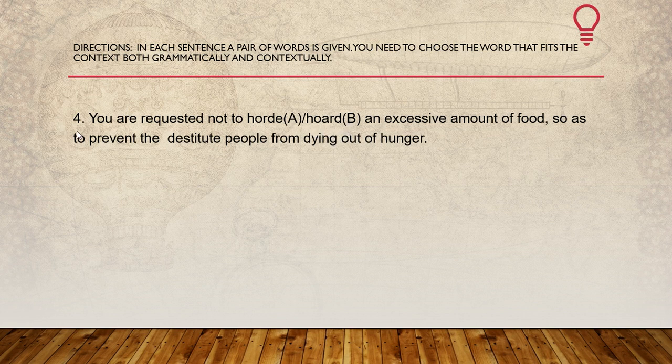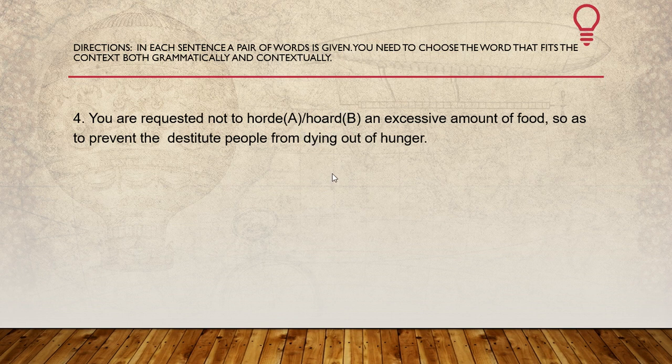So, you are requested not to stock or store secretly an excessive amount of food, yes, you are requested not to store an excessive amount of food secretly. Yes, it makes proper sense. It fits here, both grammatically and contextually. So option B, that is HOARD, hoard, is our correct answer.